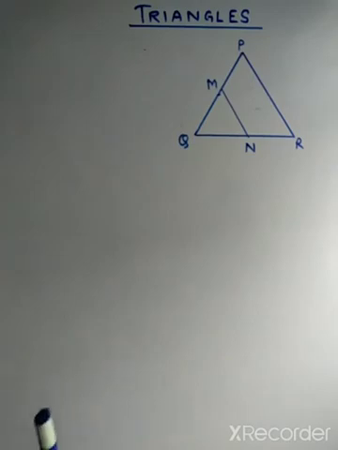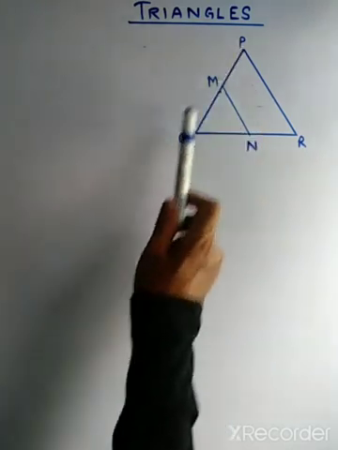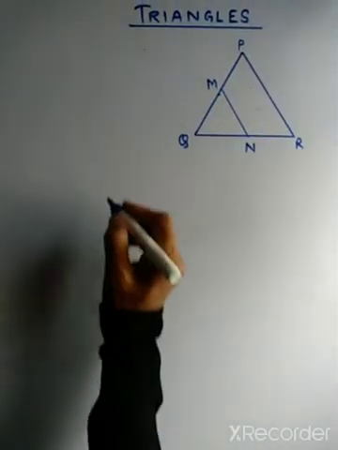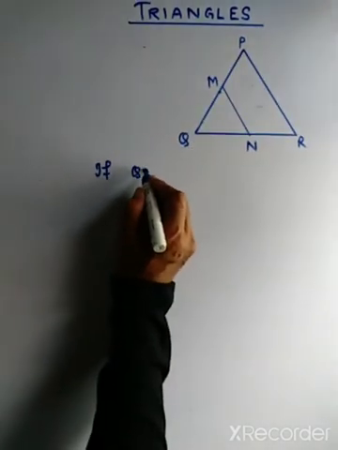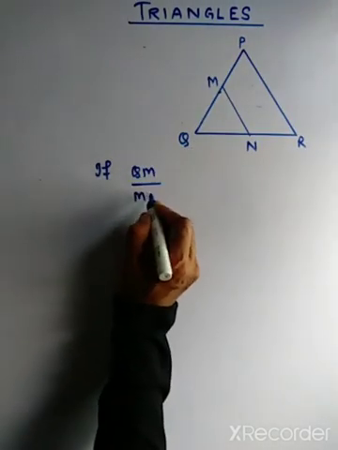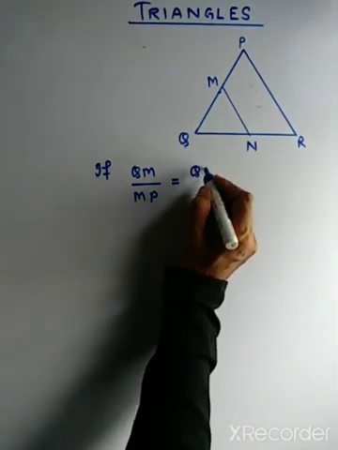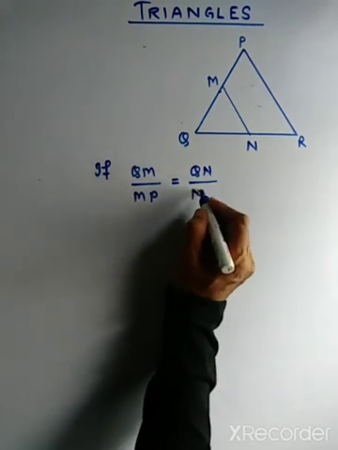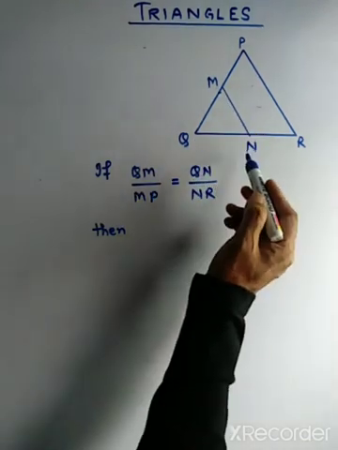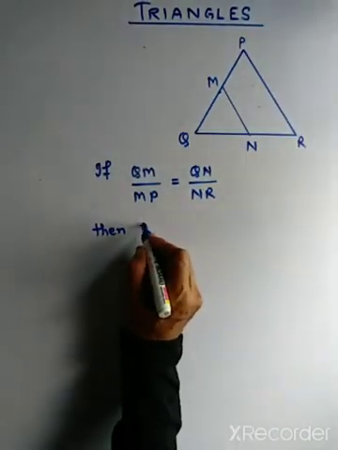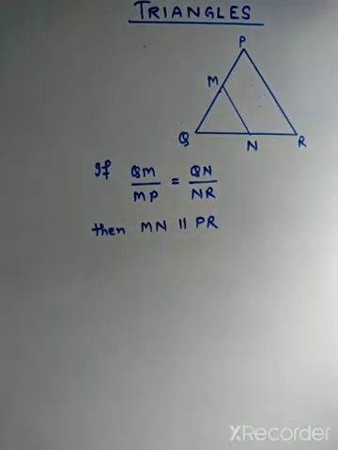Let us take another example to understand converse of basic proportionality theorem. In triangle PQR, if QM upon MP equals QN upon NR, then we can say MN is parallel to PR.